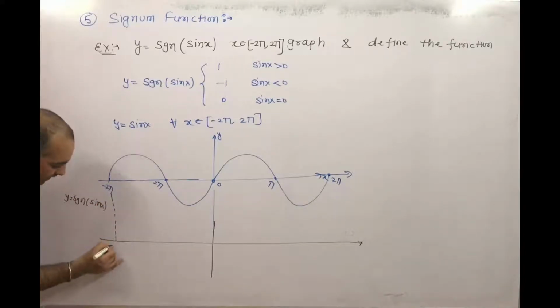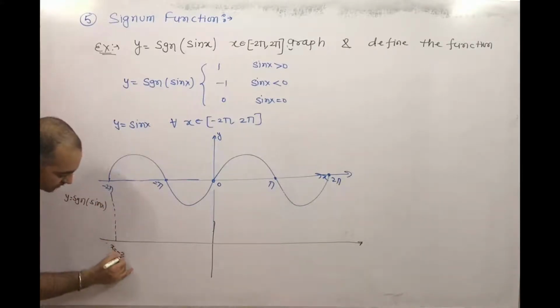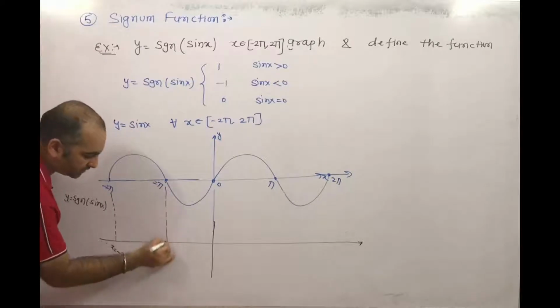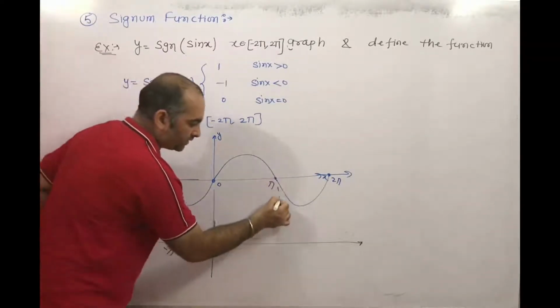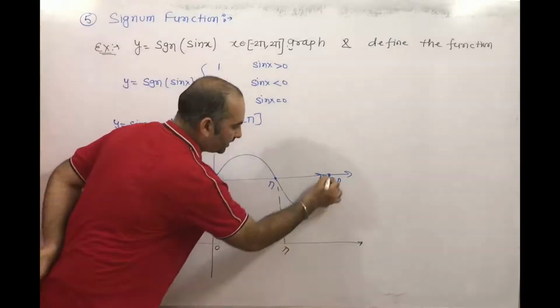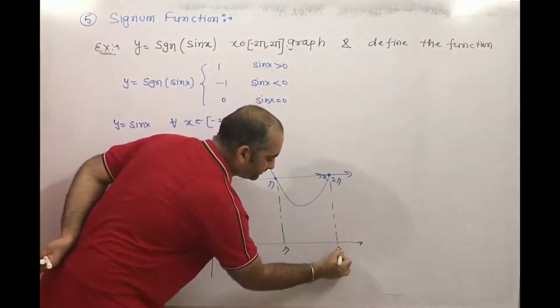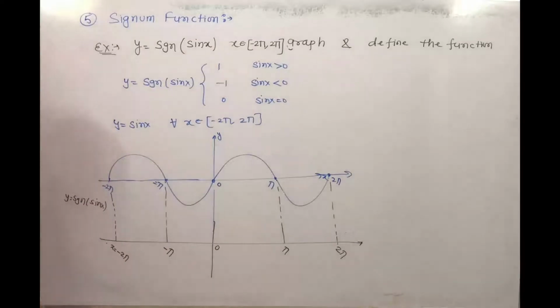So this one is what? Minus 2 pi, x equal to minus 2 pi. This one is minus pi. This one is 0, this one is pi, and this one is 2 pi. So one by one. See, y equal to sin x at minus 2 pi.